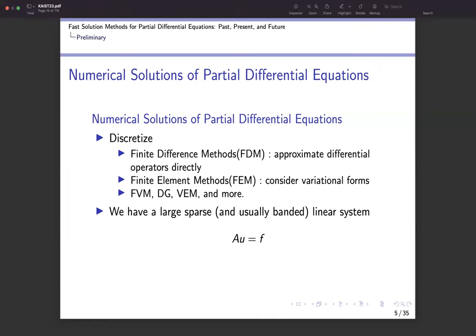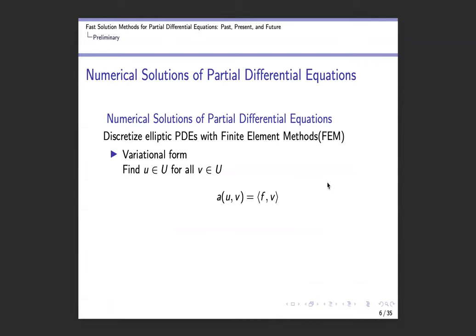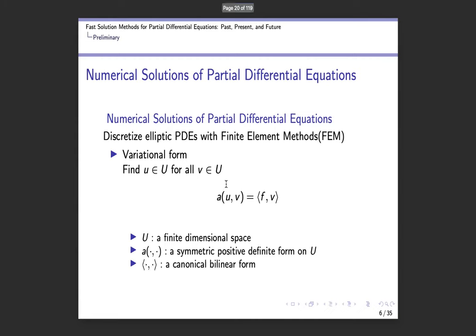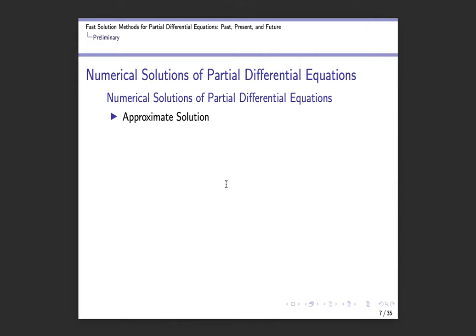In most situations, we have a large sparse and usually banded linear system for a linear equation, Au = f. For the finite element method, we first consider the variational form depending on the partial differential equation. And we consider the space U, which is a finite dimensional space, usually associated with some Hilbert space. A is defined on this finite dimensional space, and f is for the right hand side. If we use this form, we have the linear system we previously considered, and we approximate the solution by solving the algebraic system.